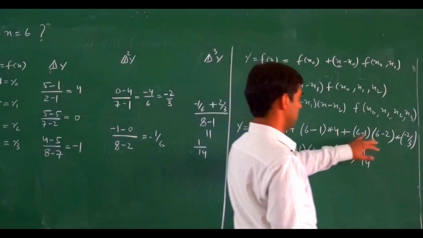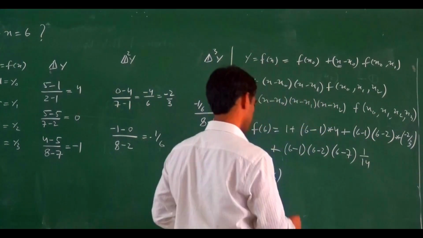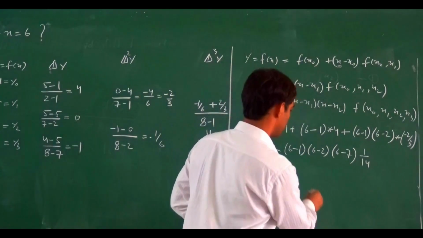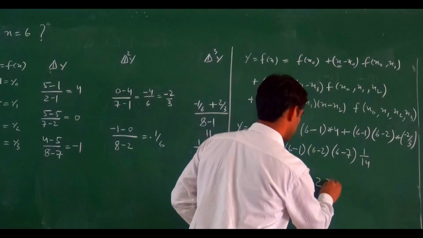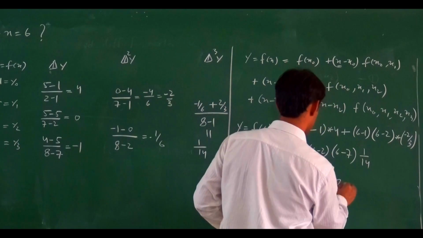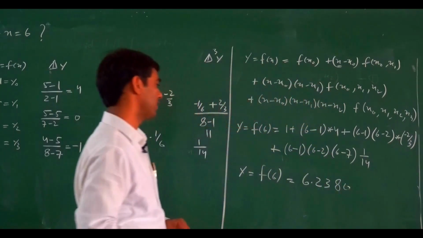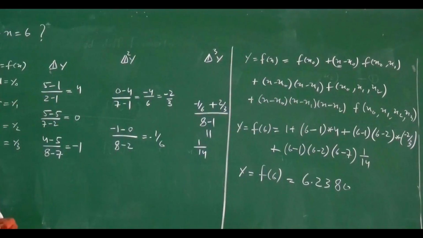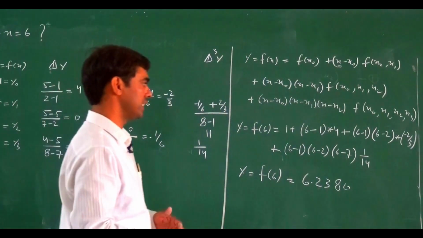Minus means this one is a minus, this may be plus. So what is the value? The value becomes 6.2380. So if we simplify this one, we find the value for f of 6. F of 6 is 6.2380.